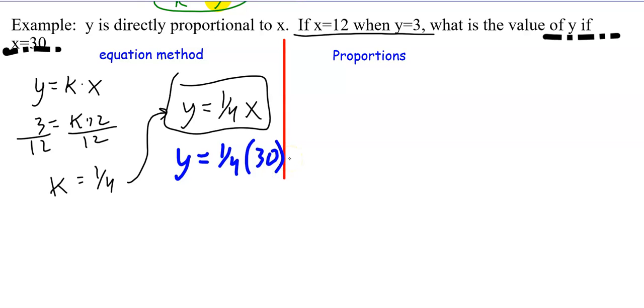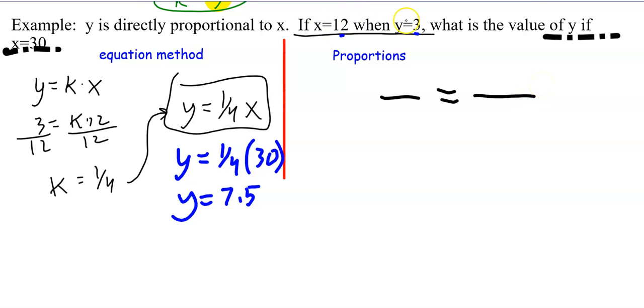30 divided by 4: 30 divided by 2 is 15, so 30 divided by 2 twice, which is divided by 4, is 7.5. And let's look at this big picture. So x is 12 when y is 3. x is now 30, so x got bigger, which means y has to get bigger as well, because remember, this is directly proportional. As x gets bigger, y gets bigger by a proportional amount. So that makes sense.